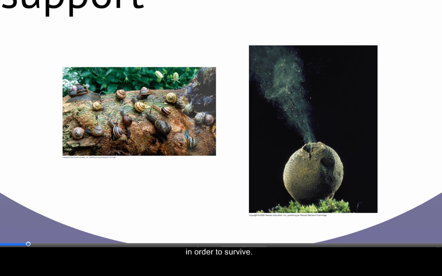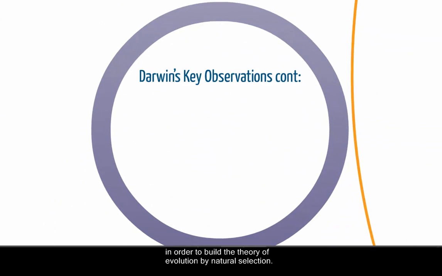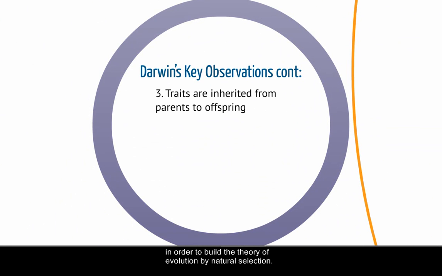I think both of these observations are fairly obvious to most of us; you say, okay, that makes sense. But it was important that all these get outlined in order to build the theory of evolution by natural selection. The third observation is that traits are inherited from parents to offspring. Again, this is something that we know more about now with DNA and genetics, but at the time they didn't know what was inherited or how that might possibly work. Mendel hadn't done any of his work yet, and in The Origin of Species, Darwin actually referred to something called gemmules that might be passed on from parents to offspring.